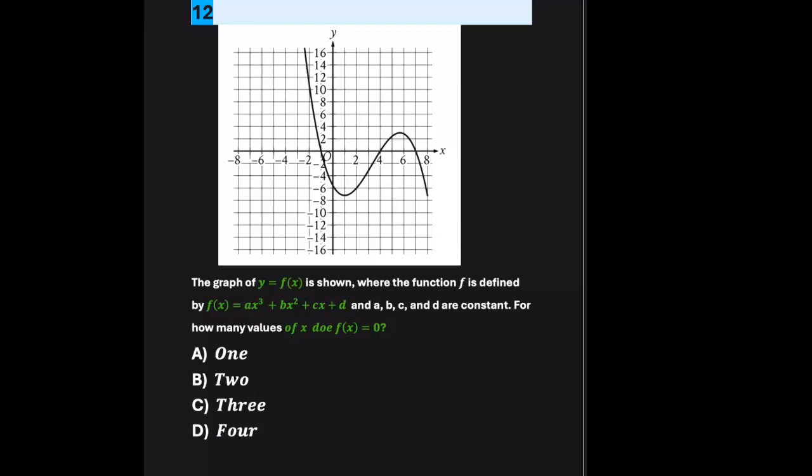We have a graph and the question asks for how many values of x, f of x is equal to 0, which means how many values of x, if you plot right here, would make this 0. So we're going to look at the graph and see how many values x has. The graph touches the x-axis at 3 points. The first one is -1, 4, and 7. So the answer is 3 values. And let's go to the next question.